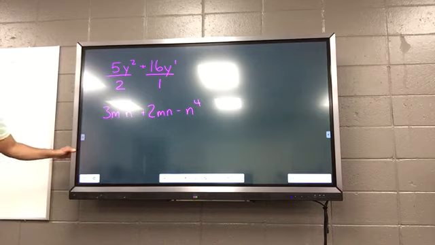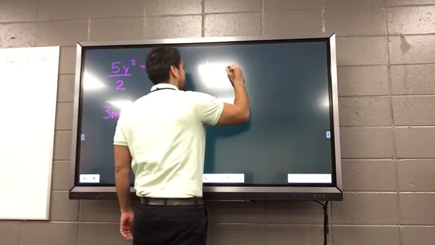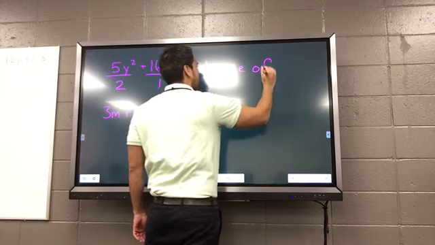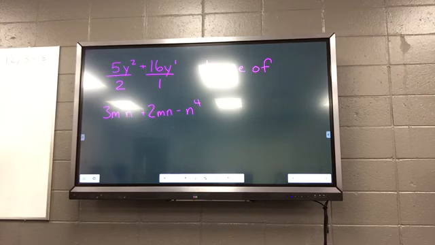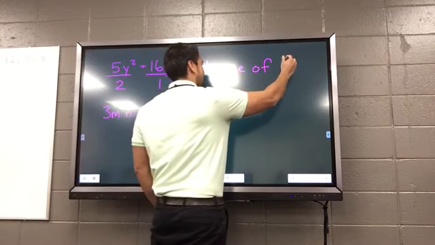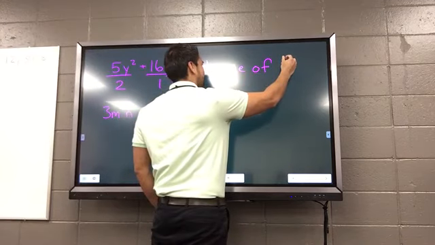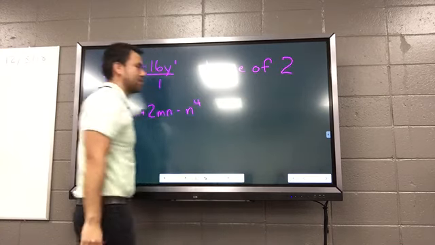Does anyone know what the degree of this binomial is? I want your guesses here. A lot of them are going to be with thought. Some are going to be random, but some may even get the right answer. Anyone? 3. 2. Okay, nice. We got 1, 2, and 3. Okay, the answer is 2. Degree of 2.